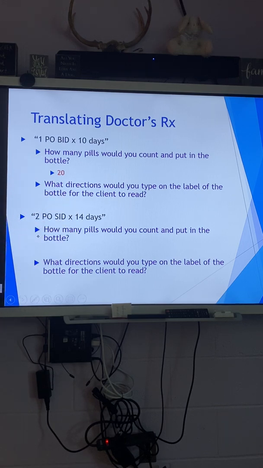So does someone want to take a stab at how they could write on the pill bottle for this pet? Carly, what do you think? Give 1 pill orally twice a day for 10 days. I like it. Does anyone have a different way? There's a couple different options. How else could you say it? She said orally. What's another way to say orally? By mouth. So she could say, give 1 tablet by mouth.